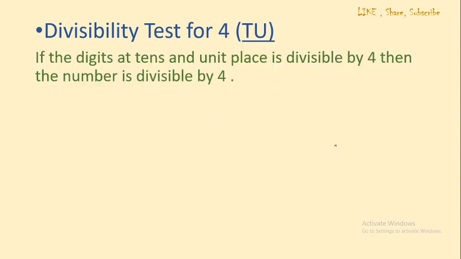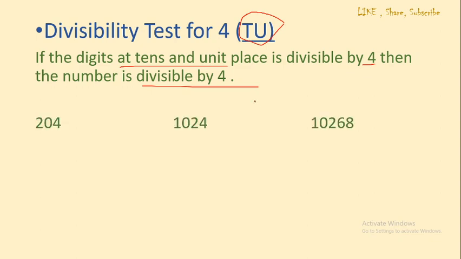A divisibility test for 4. Now, as for 2 it was only U, here you have TU. Now what does T stand for? T stands for tens. So if the digits at tens and unit place together are divisible by 4, then the number is divisible by 4. So let us see with an example. The example is 204. You can see at tens and units place the number is 04, and 04 is divisible by 4. So this number 204 is divisible by 4.